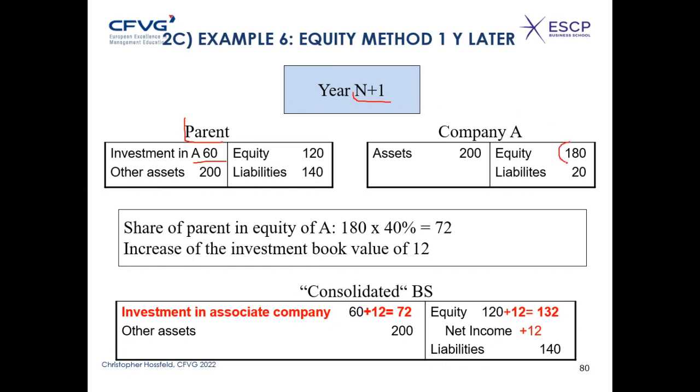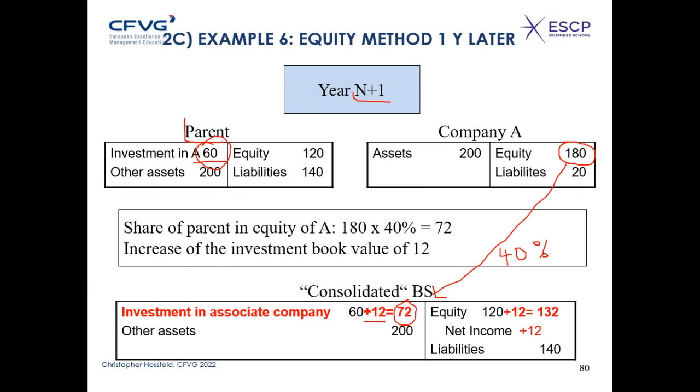And now we see that the equity of company A has increased and is now 180. That means for the book value of my equity investments, I want a target value of 72. Because once again, the equity book value should be basically 40% of equity. So that is my target value. Since my existing book value is 60, that means I need to add 12. So I will do plus 12 in the balance sheet to bring my book value up to 72.